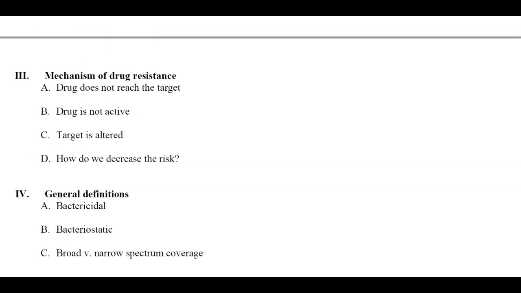There are some terms that we need to be familiar with, and we need to know the definitions. Bactericidal agents are agents that kill bacteria. Examples include the beta-lactam antibiotics, vancomycins, and tetracyclines. Bacteriostatic agents, on the other hand, don't actually kill the bacteria. Rather, they inhibit their growth. Examples of this are the sulfonamides and macrolides.